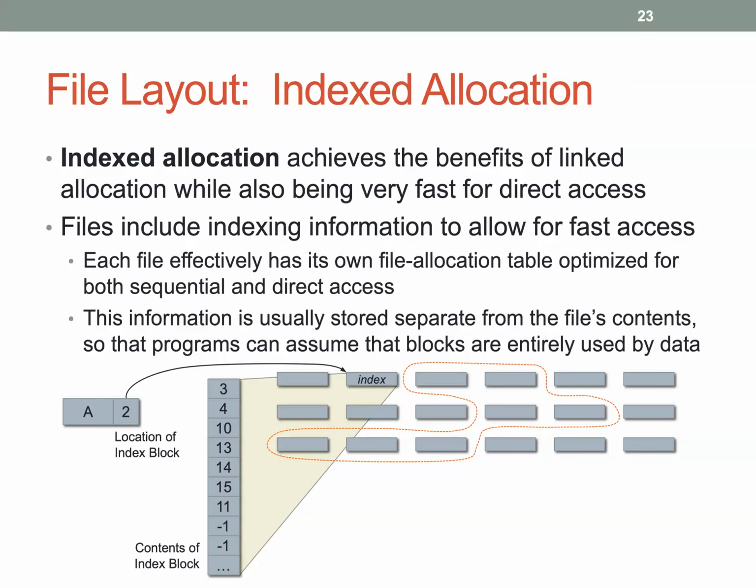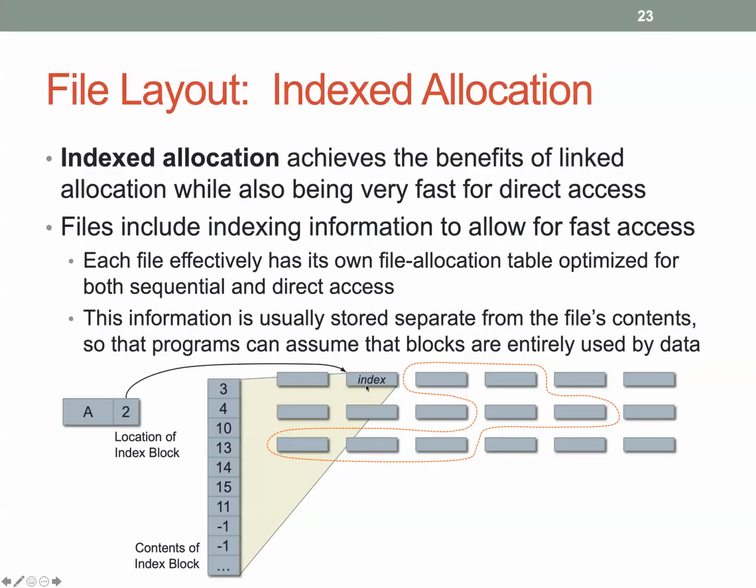And so basically you can think of it as each file has its own file allocation table that's optimized for direct access and sequential access at the same time. And you'll notice that the way that this is stored is the directory entry will point to a particular block that contains the index, and the index knows how to talk to the rest of the file. So the directory entry gets super simple. The index is where all the sophistication is.